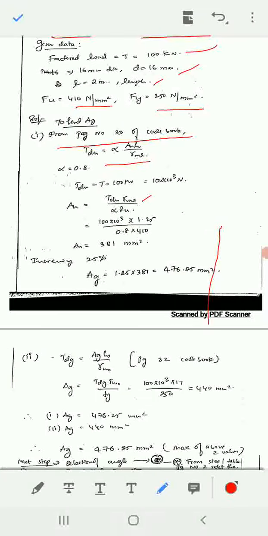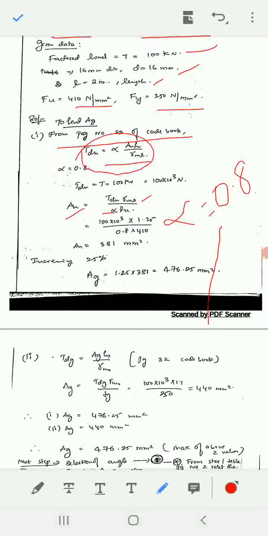of angle, first step is this formula you have to know. AN equals TDN gamma m1 by alpha Fu, where alpha is 0.8. Remember, alpha is 0.8. It is always a constant value. So in this you have to find out the AN value. Out from this formula we have to find out the AN value. You have to rearrange the equation and you have to get the AN value. TDN is whatever the 100 kilonewton given, right? T value that you have to multiply with 10 raised to 3 to convert into Newton. Gamma m1 is 1.25, alpha is 0.8 and Fu is 410.